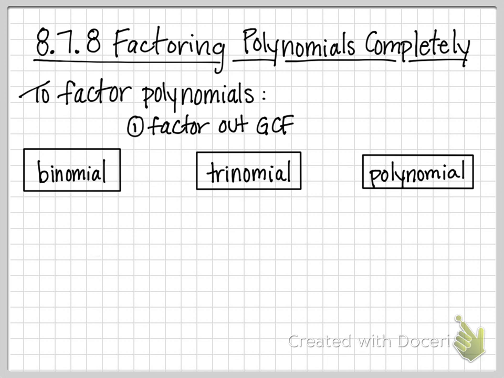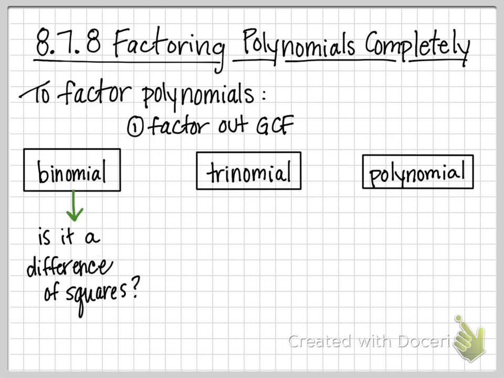So if you have two terms after you factor out the GCF, ask yourself, is it a difference of squares? Because difference of squares is always two terms. A perfect square minus a perfect square. And then you factor that accordingly.